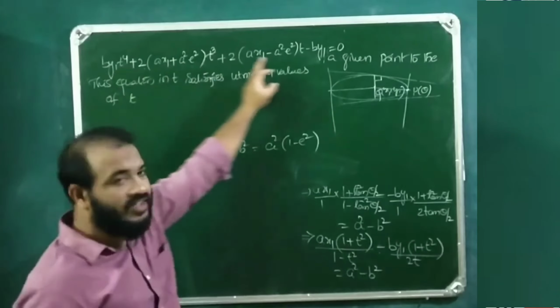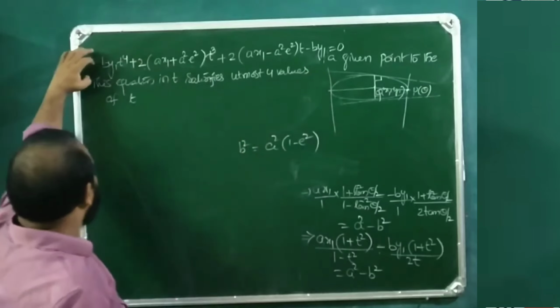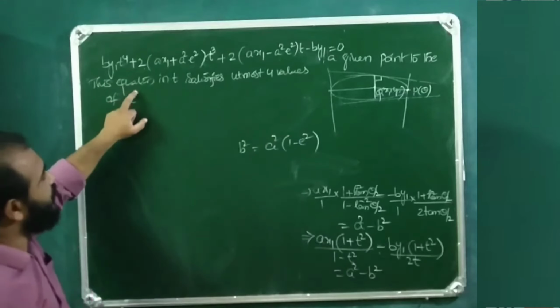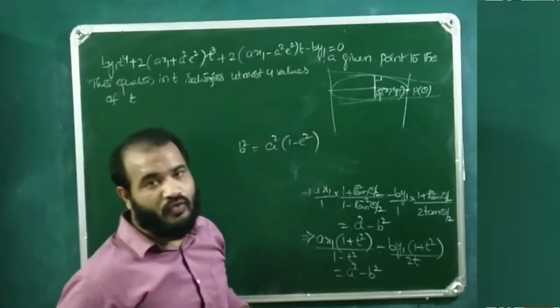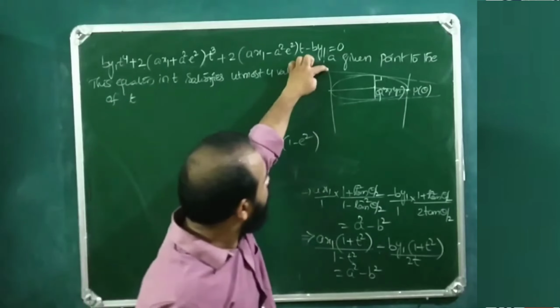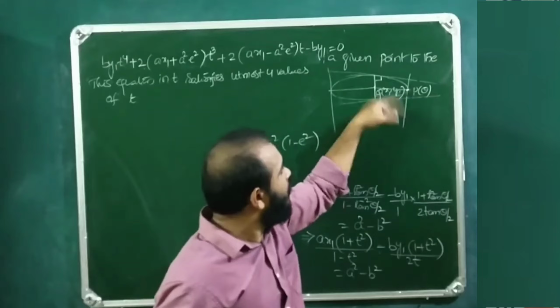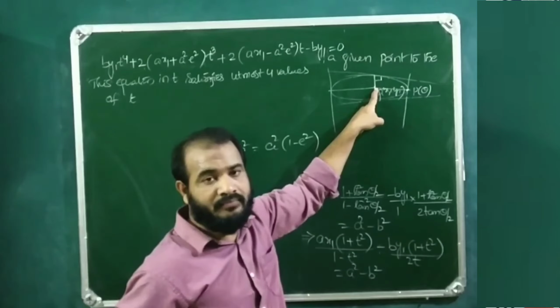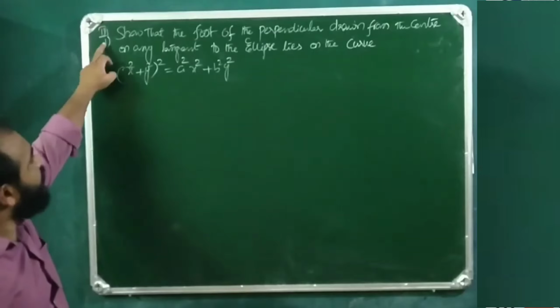This is a biquadratic equation. So t has got 4 values. Therefore, this equation in t satisfies at most 4 values. Therefore, totally 4 normals can be drawn from the given point. This is the first problem from third Roman.